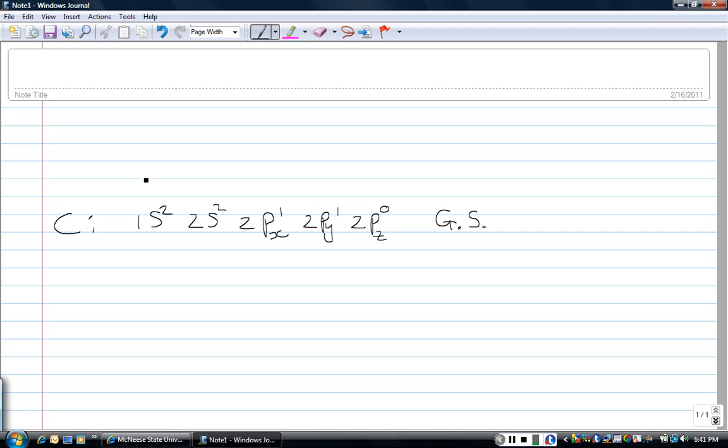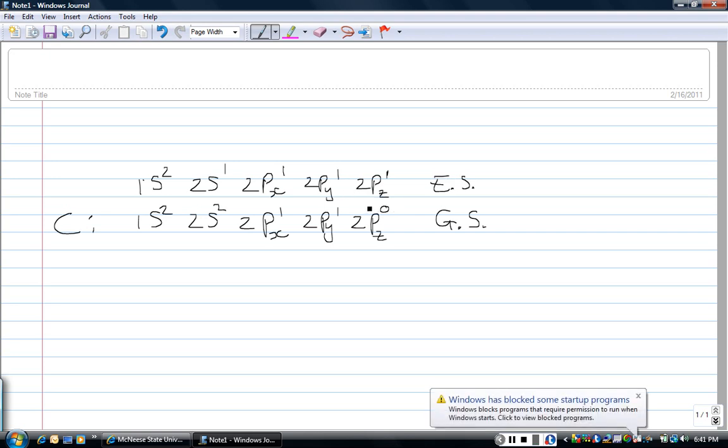So we realized very early on that what carbon did is that it promoted one of the 2s electrons and became 2s1, 2px1, 2py1, and 2pz1. And we call this the excited state of carbon because it's clearly a higher energy state. It's not the stable configuration.